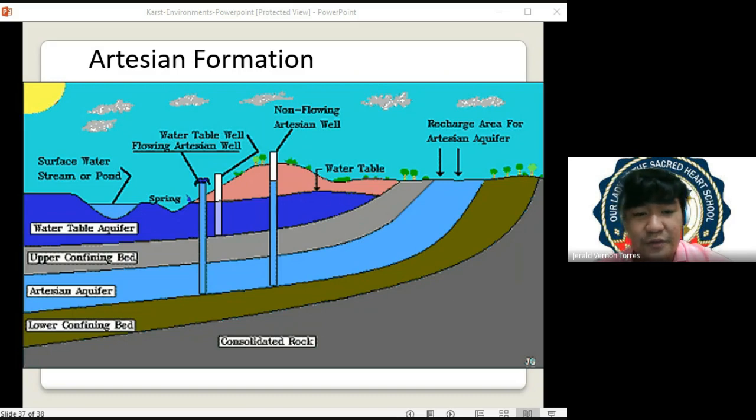Okay, class, before we end our discussion on sinkhole, did you understand what is sinkhole and the sinkhole formation process? Naintindihan po ba? Okay? Yes, maliwanag po, sir. Okay. So far naiintindihan yung lesson, no? So we're done with coastal erosion, and we're done also with sinkholes and ground subsidence.